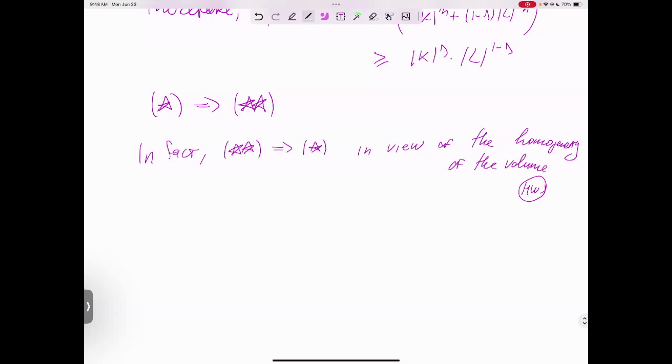Cool. So are there any questions about Minkowski inequality so far? This is more or less all I wanted to say before we move on to actually proving the isoperimetric inequality at long last. Questions, comments? I'd really like to hear from you guys.